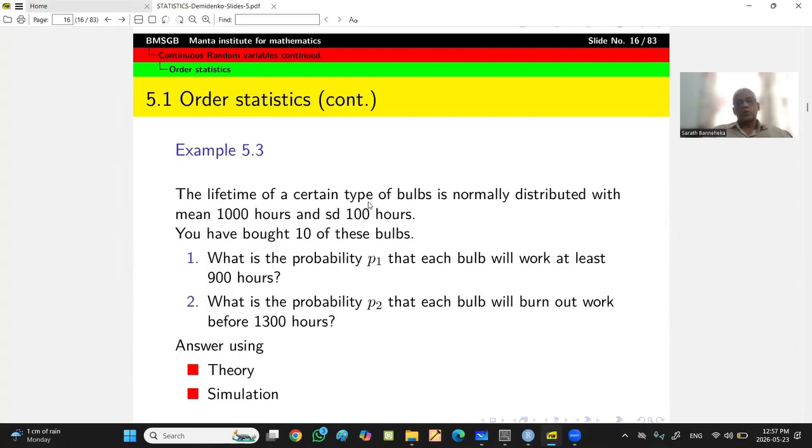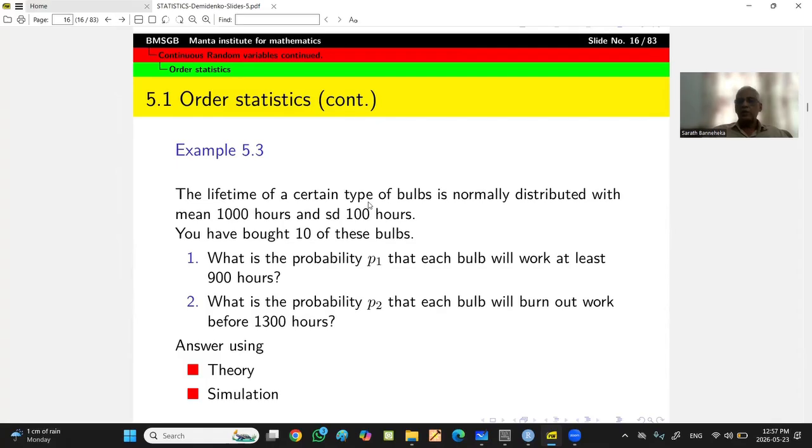If I say, for example, the lifetime of the first bulb is x1, I can find out the probability that x1 is greater than or equal to 900. And similarly, suppose x2 is the lifetime of the second bulb, what is the probability that x2 is greater than or equal to 900, and so on. Each will have the same probability because x1, x2 up to x10 all have the same normal distribution. So we can easily find out this probability using R.